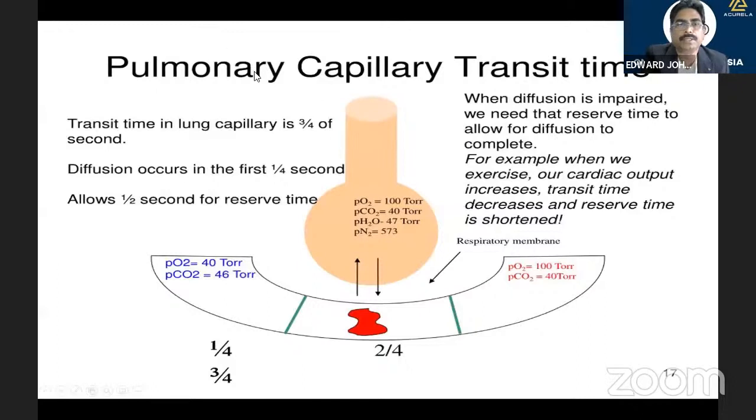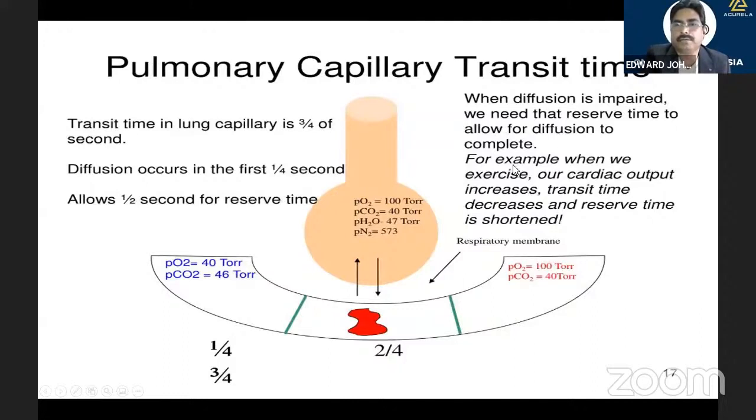Another most important thing is the pulmonary capillary transit time. What is that? The transit time of the pulmonary capillary is 3/4 of a second. Among the pulmonary capillary transit time of 3/4 of a second, only in the first quarter second does the diffusion occur. The remaining half second acts as a reserve. It helps in the time of increased demand.